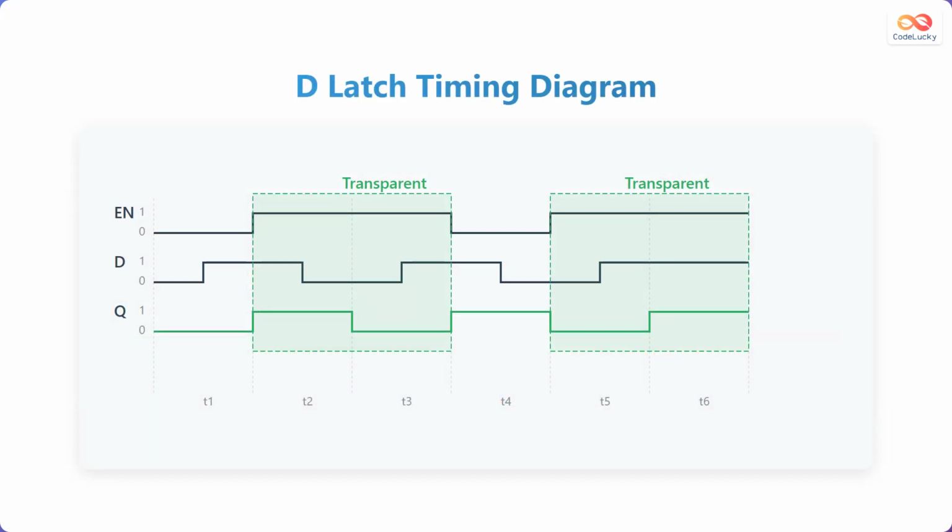This is the timing diagram of a D Latch. The top signal is enable or EN. The middle signal is the data input or D. And the bottom signal is the output Q. When EN is high, the output Q follows the input D. This is indicated by the transparent regions in the diagram. When EN is low, the output Q holds its previous value, regardless of the input D. The diagram illustrates how the D Latch behaves as a transparent latch when enabled and holds its state when disabled.